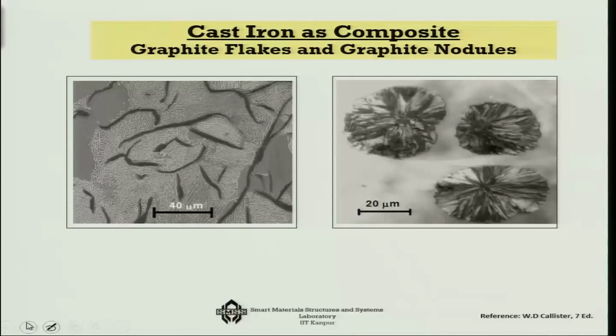I told you that cast iron is a composite material. Why is it so? Because if you look at cast iron, as you can see from these SEM images, you would see that there are actually graphite flakes or graphite nodules in the cast iron, and that's what makes it a composite, because it is like a particle reinforced composite material.